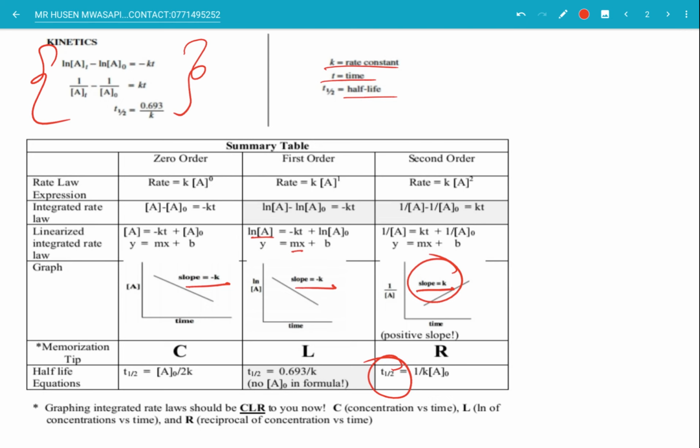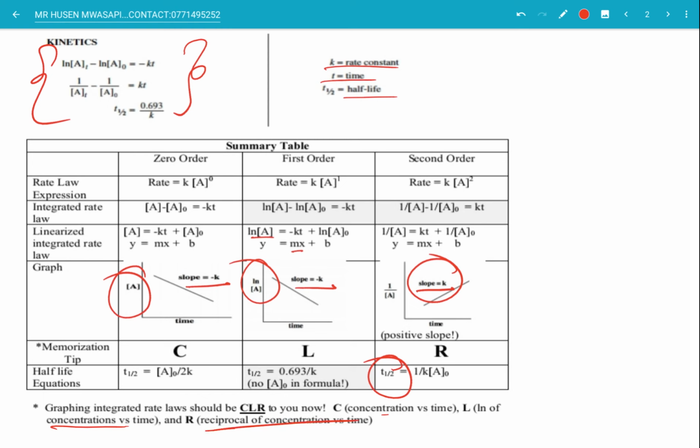For a first order, on the y-axis you have ln of the concentration of the reactant after some time, while in zero order, on the y-axis you just have the concentration of the reactant after a given period of time. Now, one thing you should understand is that when it comes to graphing integrated rate laws, you should be familiar with the CLR. C represents the concentration versus time, L represents the ln of the concentration versus time, and R represents the reciprocal of the concentration versus what?